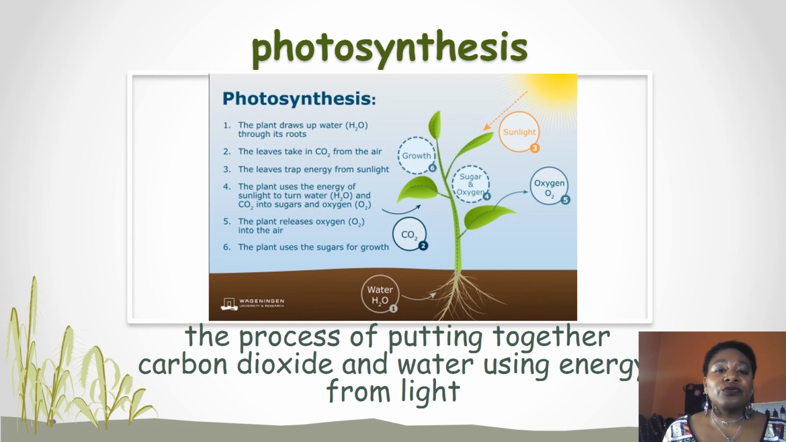If you look at the picture, you will see the steps that the plant goes through in order to complete the process of photosynthesis. The plant draws up water, which is H2O, through its roots. Then the leaves take in carbon dioxide from the air, which is the CO2. The leaves trap energy from the sunlight. The plant uses the energy of the sunlight to turn water and carbon dioxide into sugars and oxygen. The plant releases oxygen into the air. The plant uses the sugars for growth. And this is the process of photosynthesis.